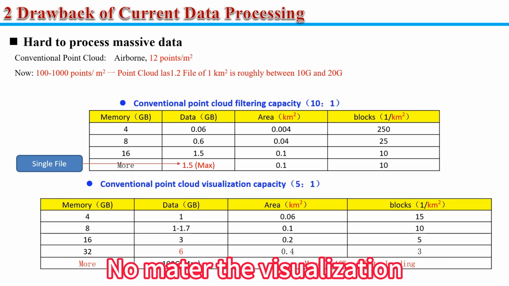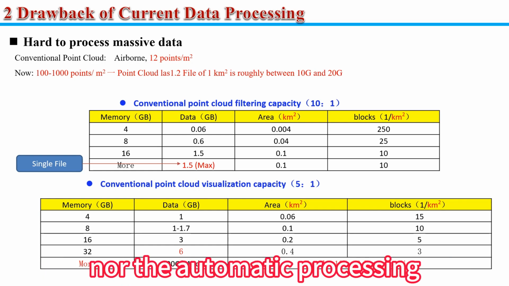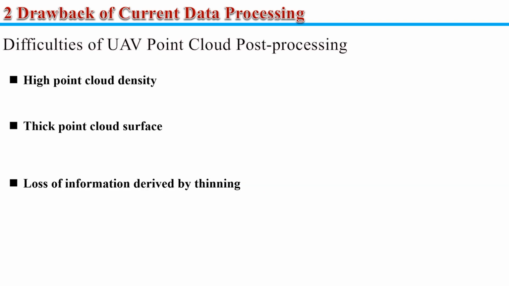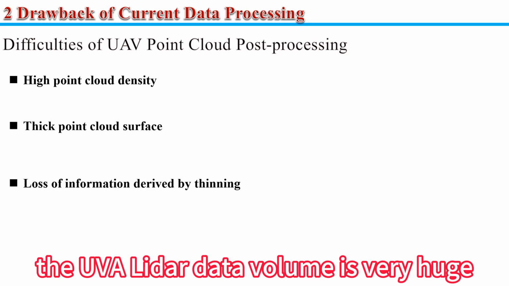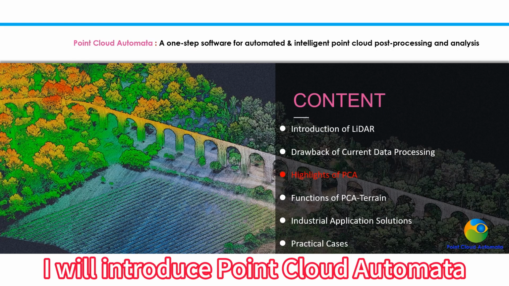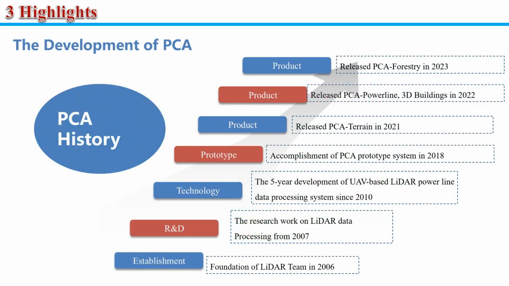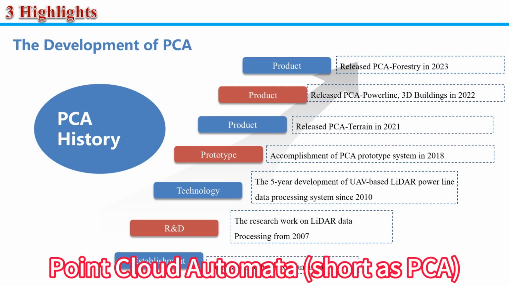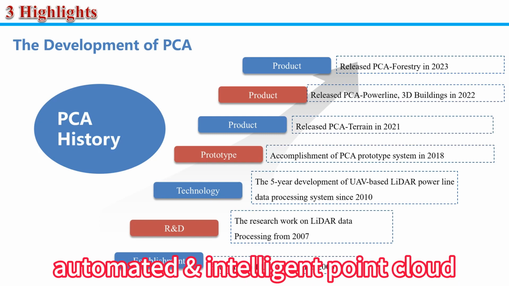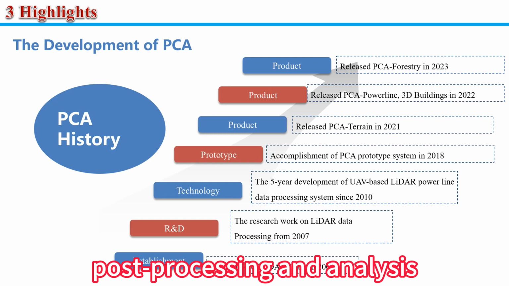No matter the visualization or the automatic processing, small data is necessary. Now, the UAV LiDAR data volume is very huge, which is a great challenge. In the third part, I will introduce Point Cloud Automata. This software, short as PCA, is a one-step software for automated intelligent point cloud post-processing and analysis.